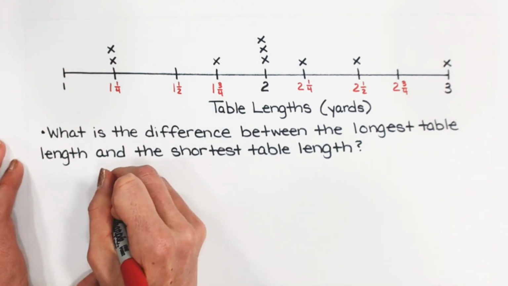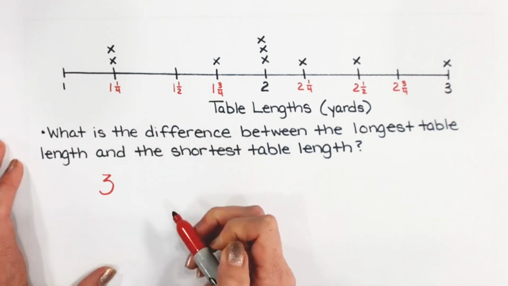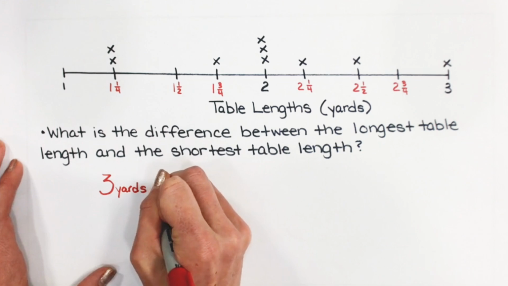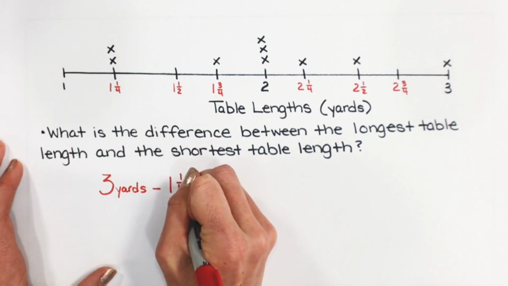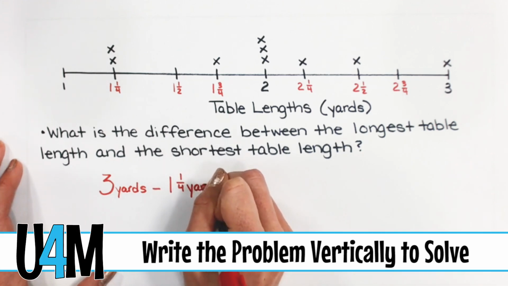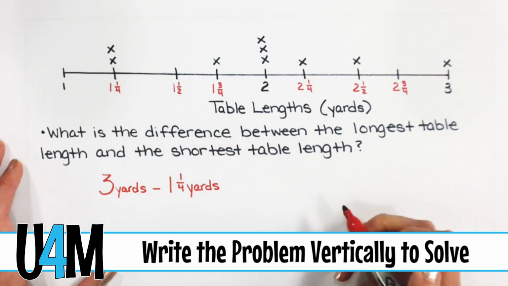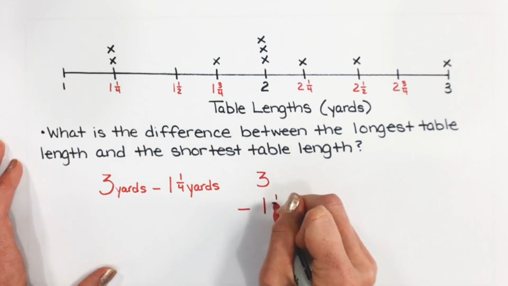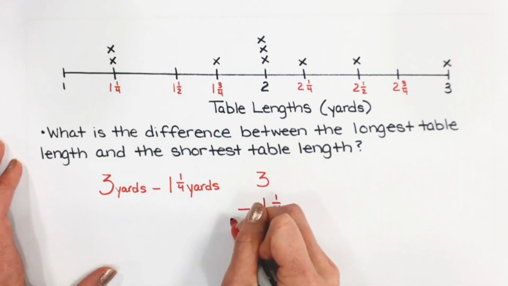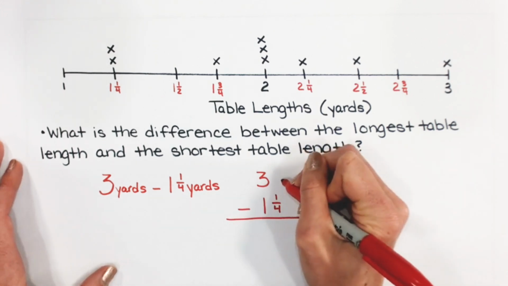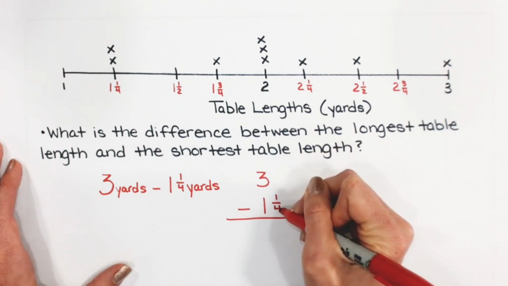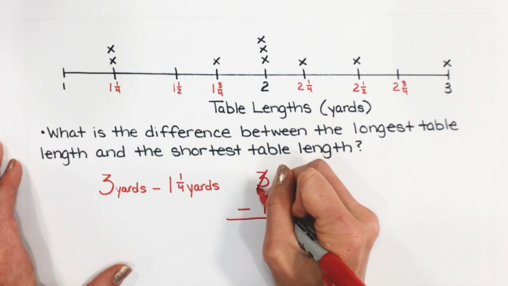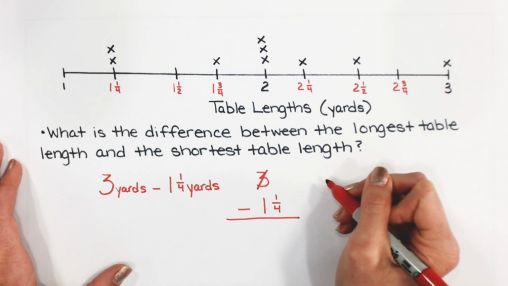So here we will be subtracting our longest table, which is 3 yards, minus our shortest table, which is 1 1/4 yards. Let's go ahead and set this up vertically. So we have 3 minus 1 1/4. Well, I don't have anything here to take 1/4 from, so I'm going to make this a fraction. We're going to borrow a whole as a fractional unit from that.